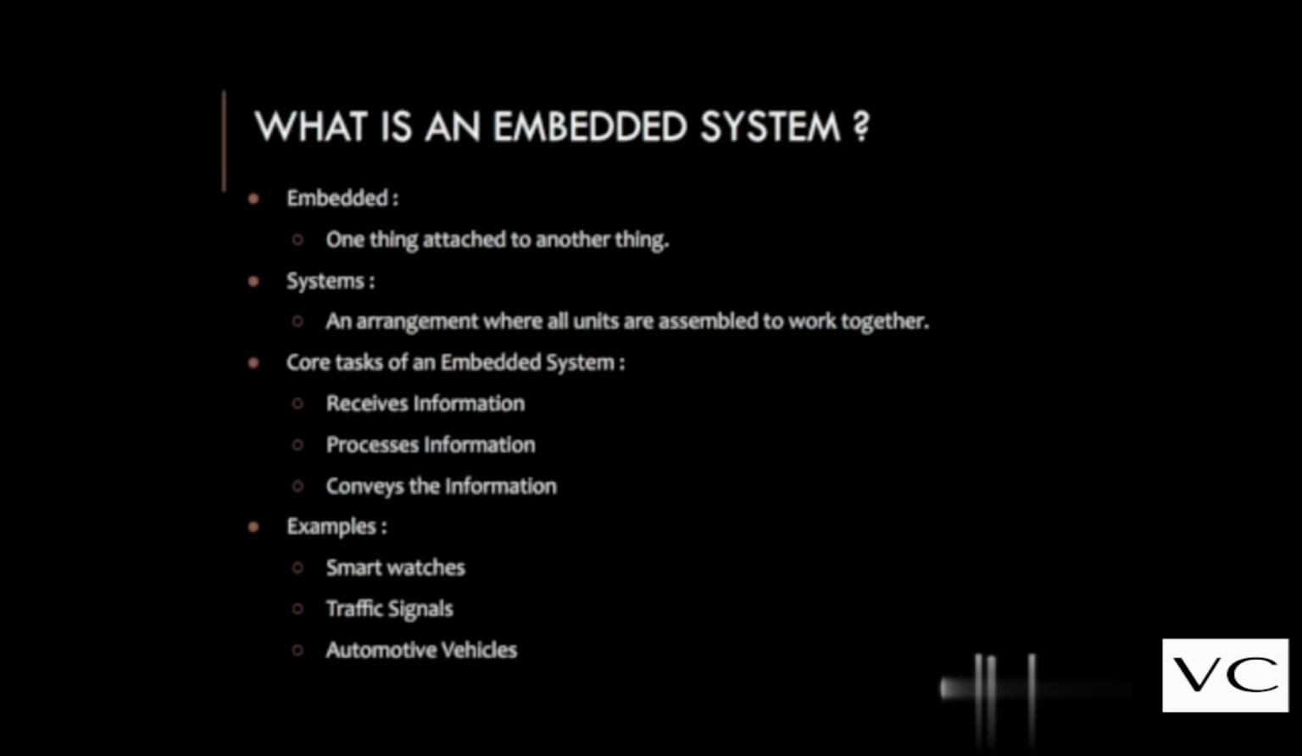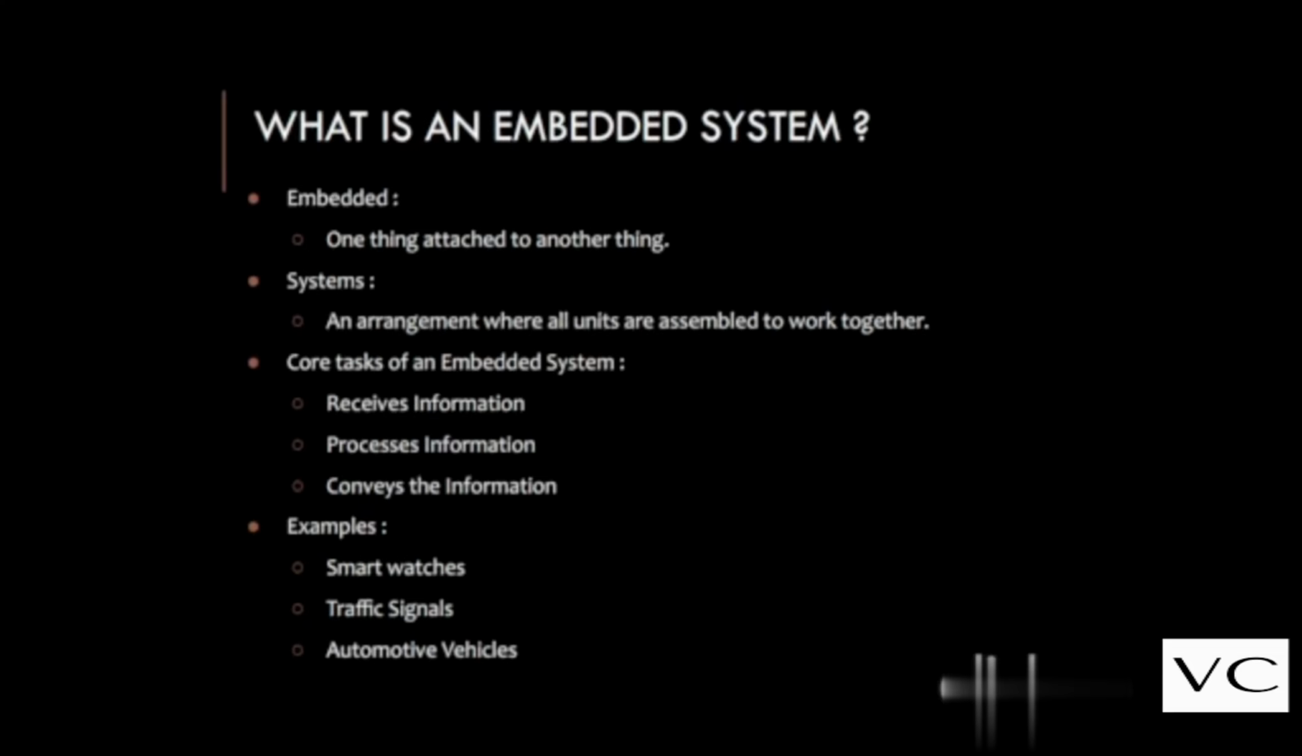Now if we talk about the primary tasks that a particular embedded system is supposed to do, it includes three tasks. First is receiving the information. Any embedded system will have sensors or actuators by which it will sense or fetch the data from the outside world.